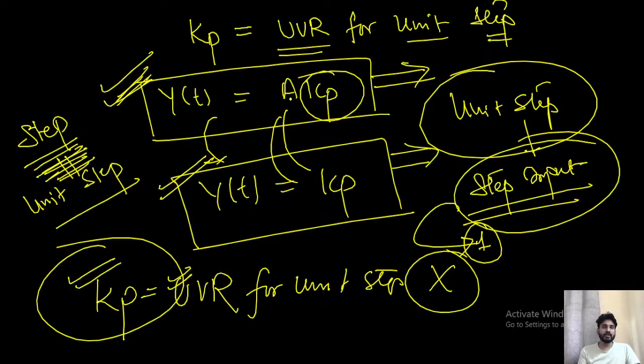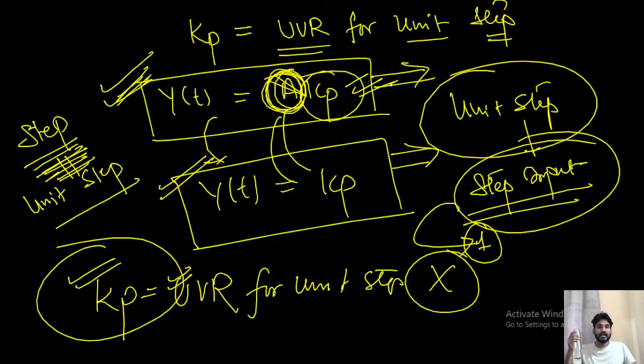When A is not equal to 1, then also Kp is there, na? It is not the case that where A is not 1, Kp will not be there. Is it clear to you or not? Kp is always there.